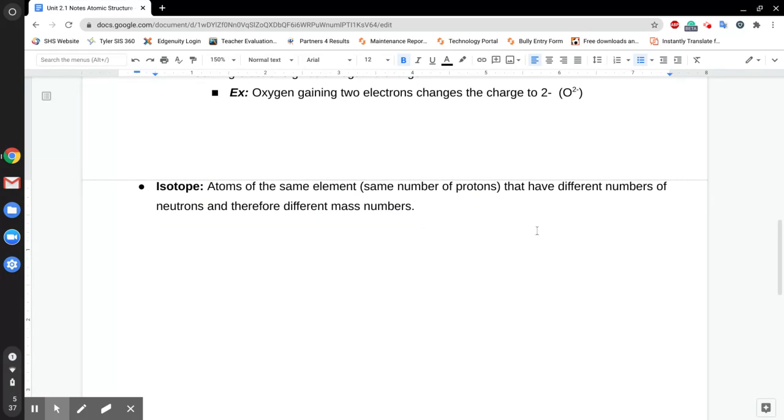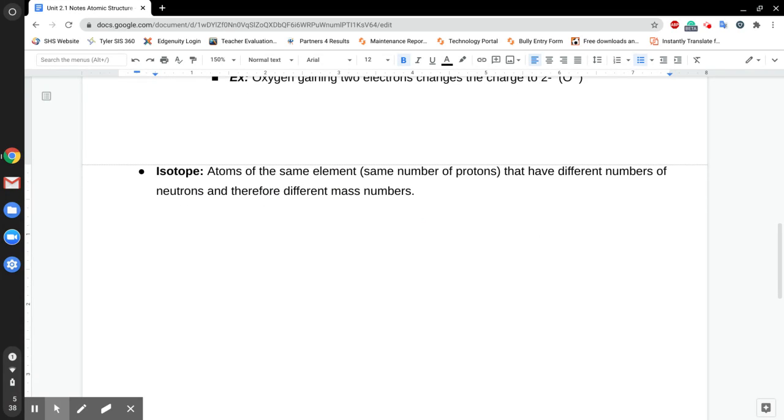But in this case, an isotope is an atom of the same element. It has the same number of protons but a different number of neutrons. No, I did not stutter. It has a different number of neutrons, but the same amount of protons. Okay?